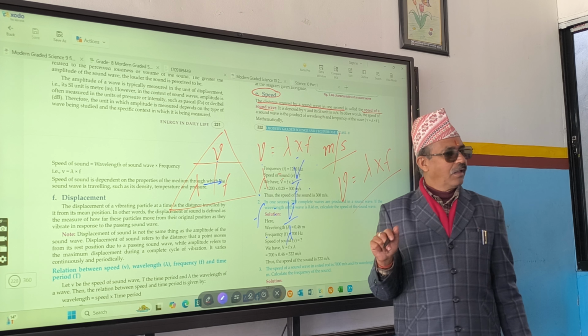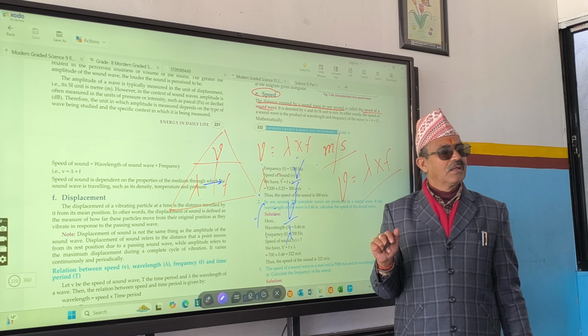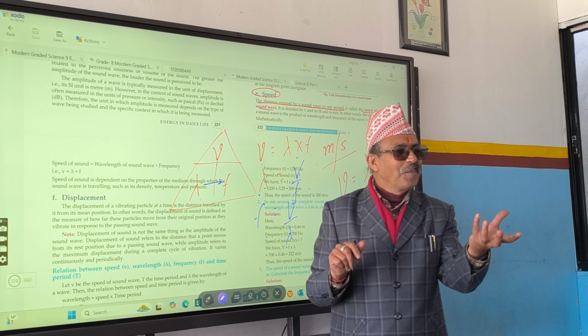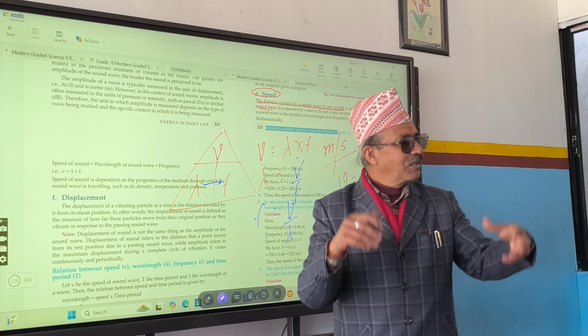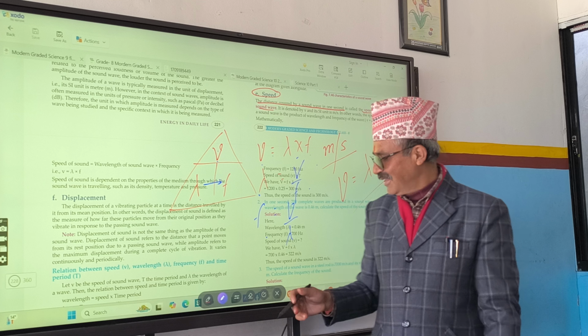See the full formula. They are saying half formula, because they eat half plate momo, half plate food. That's why remembering is also half. Remember full.